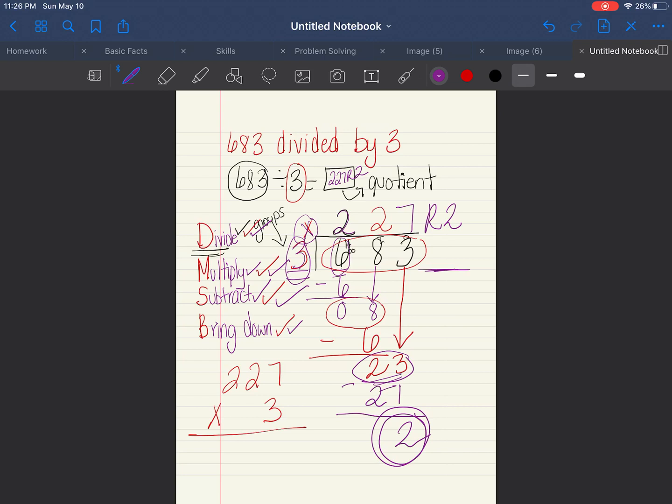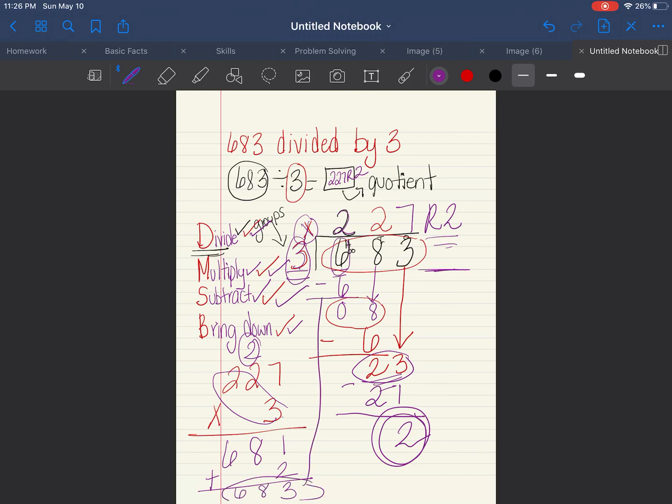Remember that we do check our work. So I'm going to go ahead and take my quotient, the 227, and I'm going to multiply times 3. 3 times 7 is 21. 3 times 2 is 6. Plus 2 more is 8. 3 times 2 is 6.